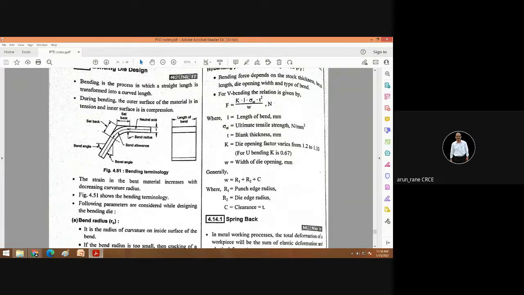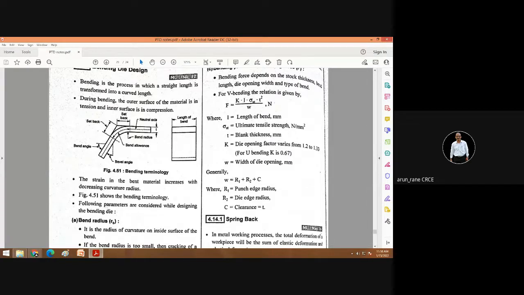If you look at this, the bottom layer is under compression and its length decreases, and the top layer is under tension, and its length increases. Along the neutral axis the length remains the same, it doesn't change. The outer length increases and the inner length decreases.